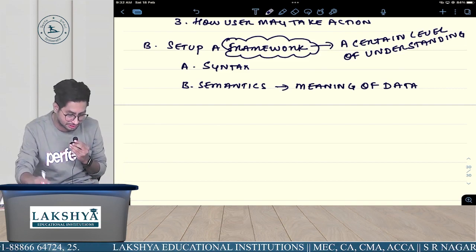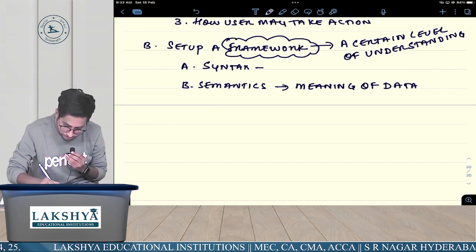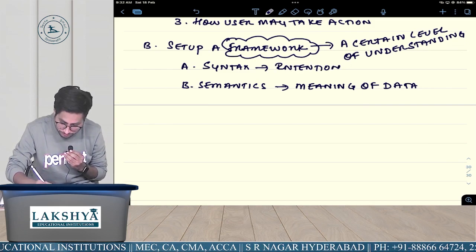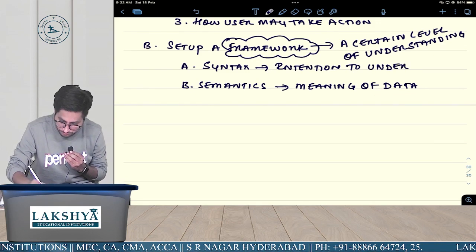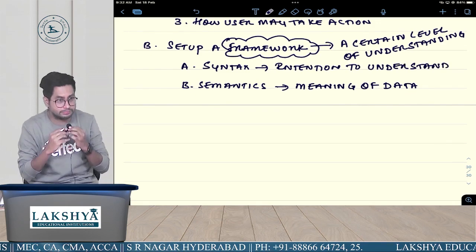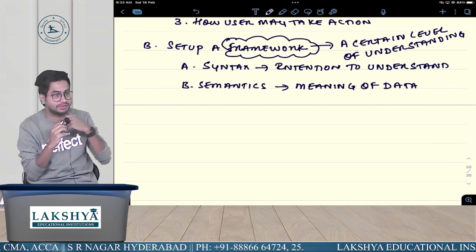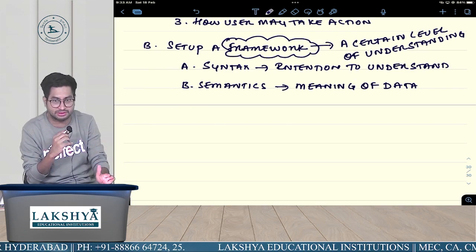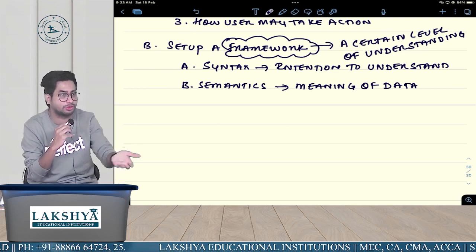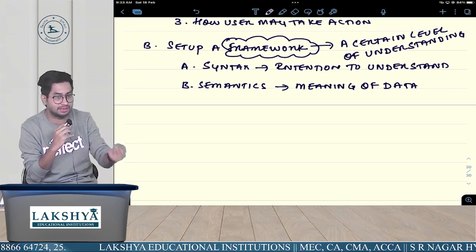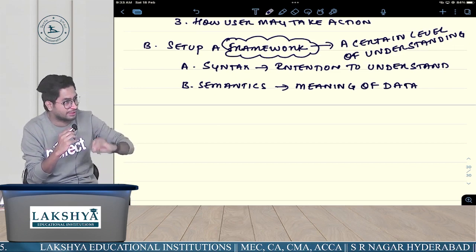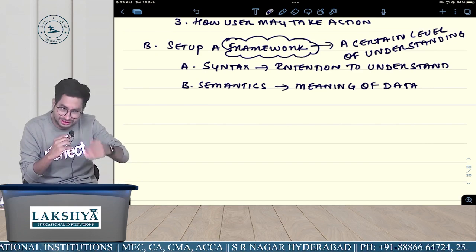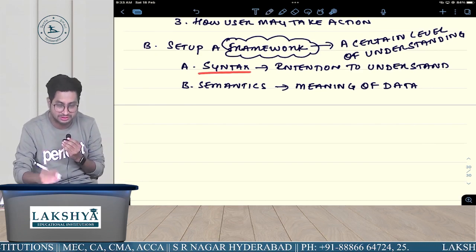Then comes syntax. Syntax means the intention to understand. Here, intention to understand means a person who is listening to my class should understand it in their own way, or in the way in which I want them to understand. I repeat, a listener should understand in the way the speaker wants them to understand. I want you to understand in a certain manner, and you are understanding in that particular manner only. That is called syntax.